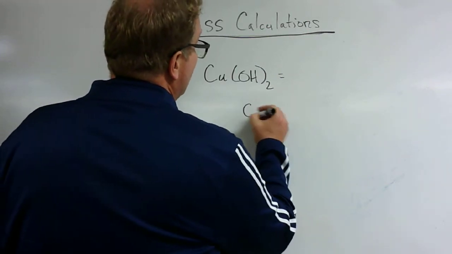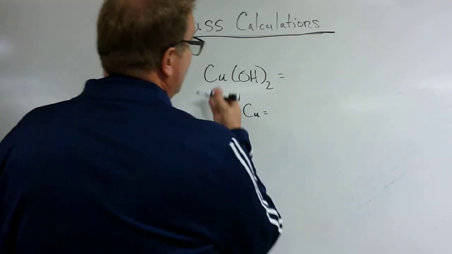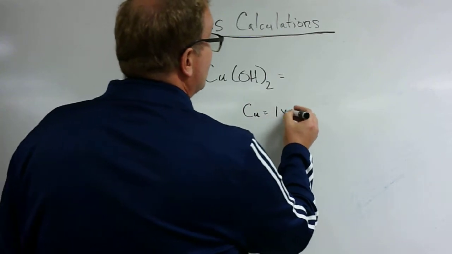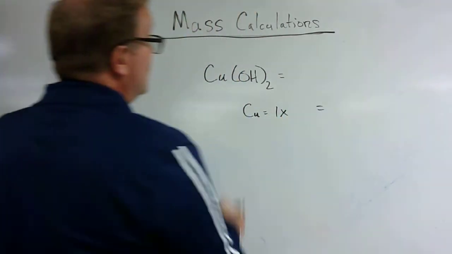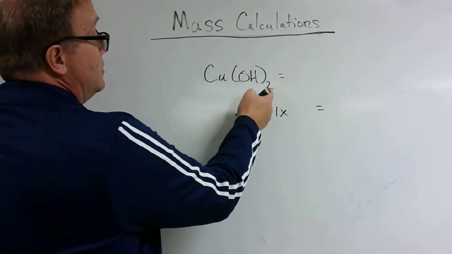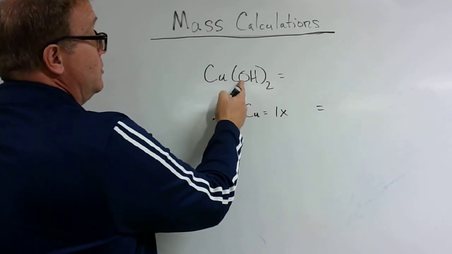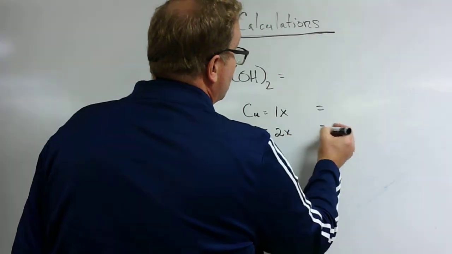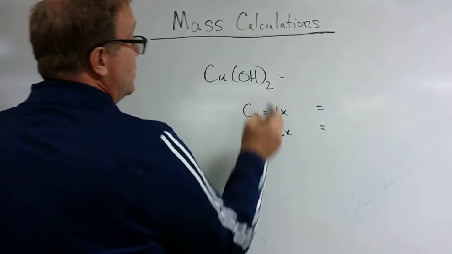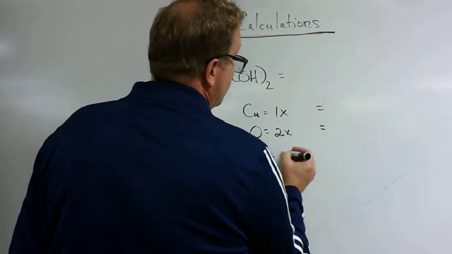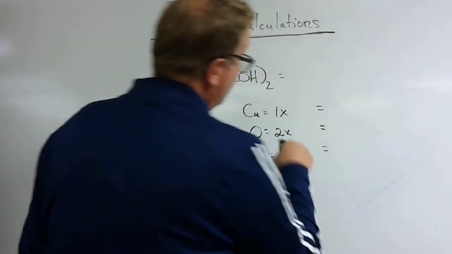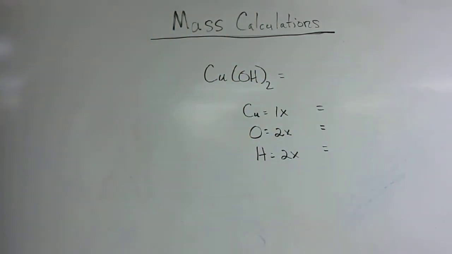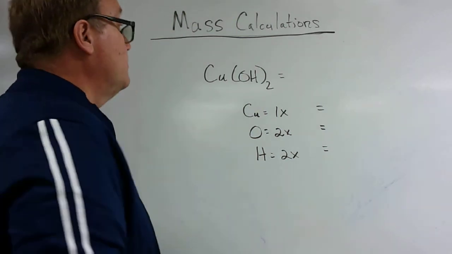Copper, there's only one of these guys. I have distributing the 2, it's going to be 2 times 1, so I'm going to have 2 oxygens, and then I'm also going to have 2 hydrogens. That kind of shows the importance of actually writing correct formulas, because it could throw your calculation off.